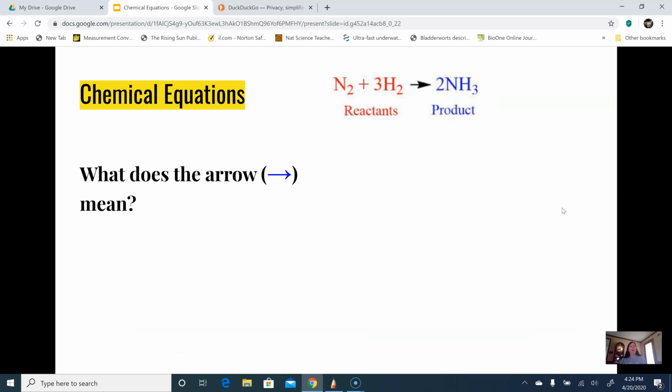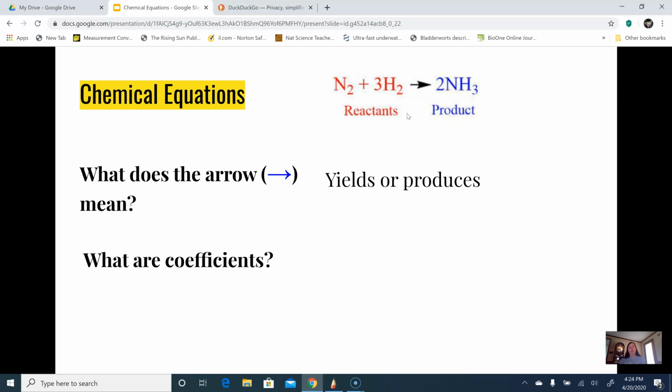All right, so here's an example of another equation, and we want to start learning what some of the parts of the equation mean and how we can balance and those sorts of things. The first thing you might notice is right in the center of the equation we have this arrow, and the arrow means yields or produces.